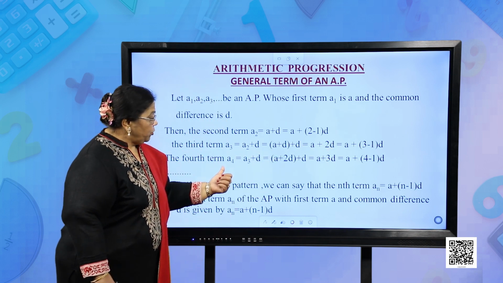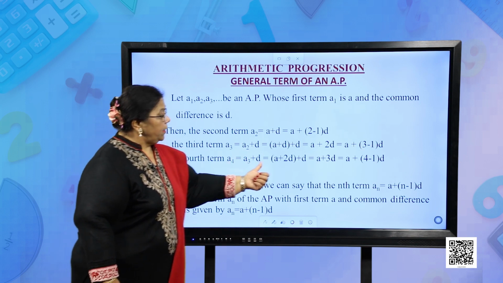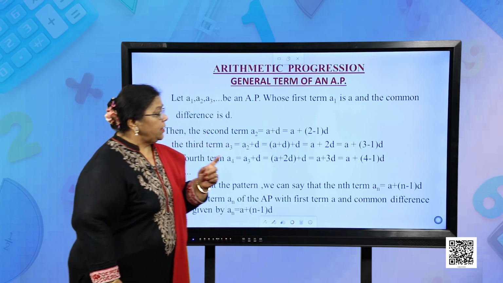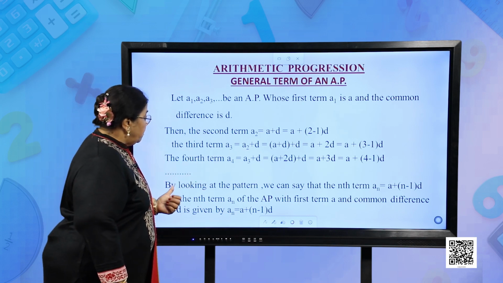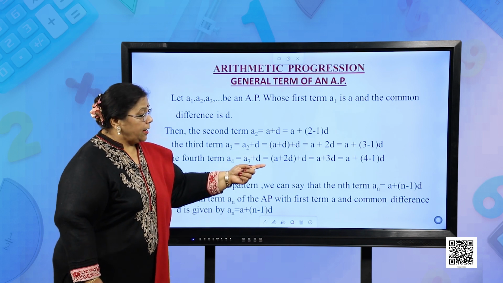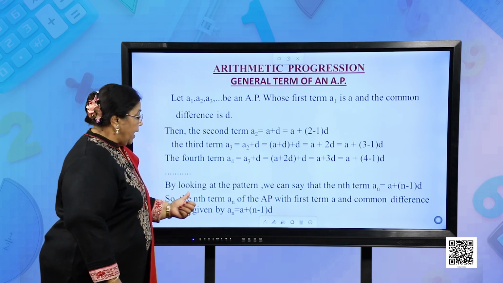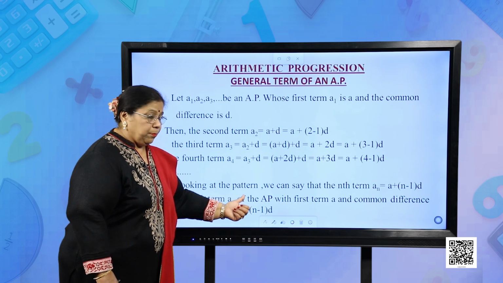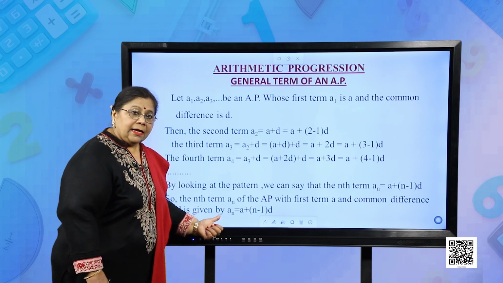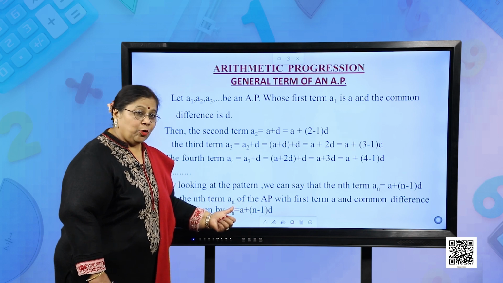And the fourth term A4 can be written as A3 plus D, that is equal to A plus 2D plus D, or A plus 3D, which again can be expressed as A plus 4 minus 1 into D. By looking at the pattern, we can say that the nth term An can be written as A plus n minus 1 into D. So, the nth term An of the AP with first term A and common difference D is An equals A plus n minus 1 into D. I hope it is clear.